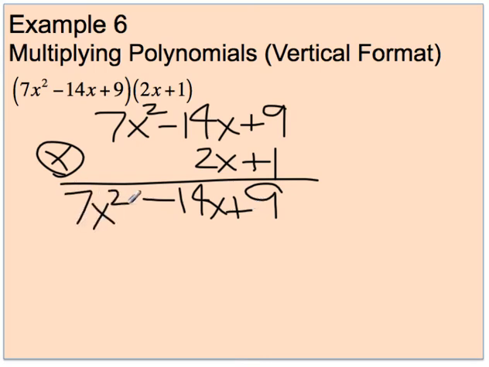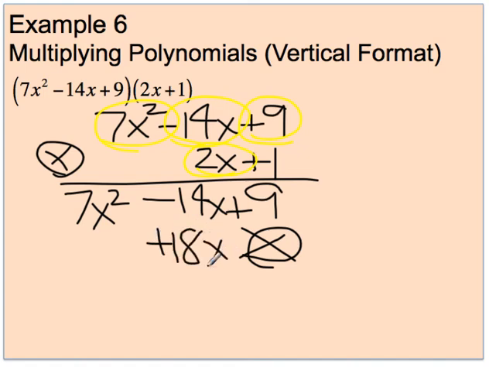Now, very similar to when we multiplied whole numbers using this format, the next thing that we have to have here is some kind of placeholder. So then we're going to take the 2x, multiply it by the positive 9, the negative 14x, and the 7x squared. So 2x times 9 is going to give us positive 18x. 2x times negative 14x is going to give us negative 28x squared. And 2x times 7x squared is going to give us 14x to the third.